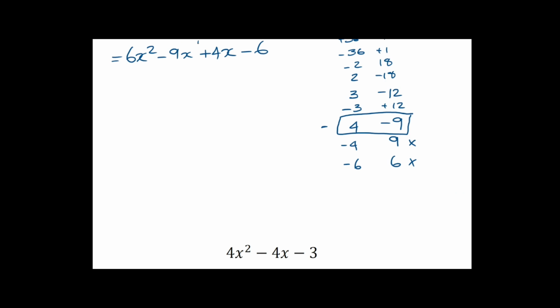Then I'm going to partition it again, and I'm going to say, okay, is there a common term? Well, 3x is a common term there. 3x times what gives us 6x squared? Well, it's going to be 2x. 3x times what gives us negative 9? Well, negative 3.